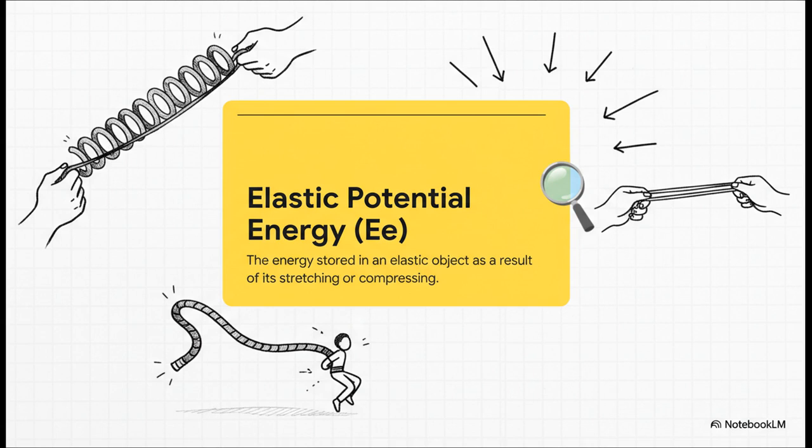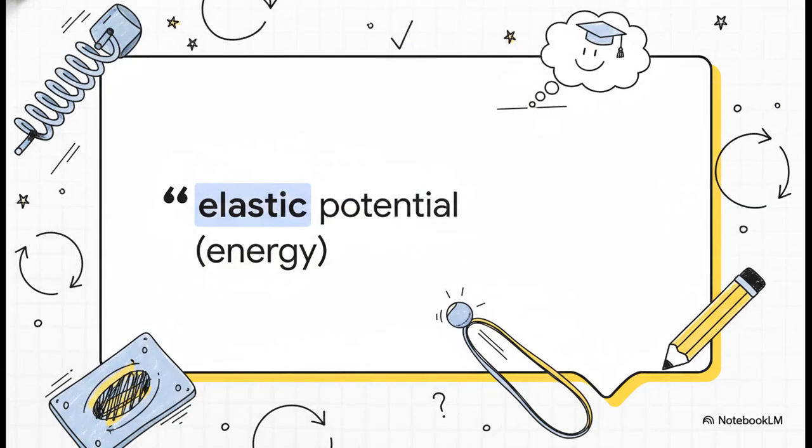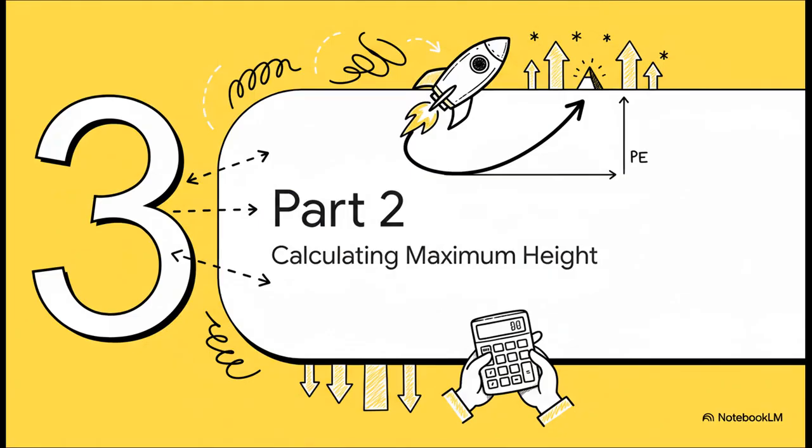It's that energy that gets locked and loaded into a spring or a rubber band or, you guessed it, a bungee cord the moment you stretch it or squash it. Now, here is a golden nugget of exam advice. This phrase you see on the screen is pulled word for word from the AQA mark scheme. Just writing elastic potential energy gets you that mark. It's that simple. Know the right term. Get the point.